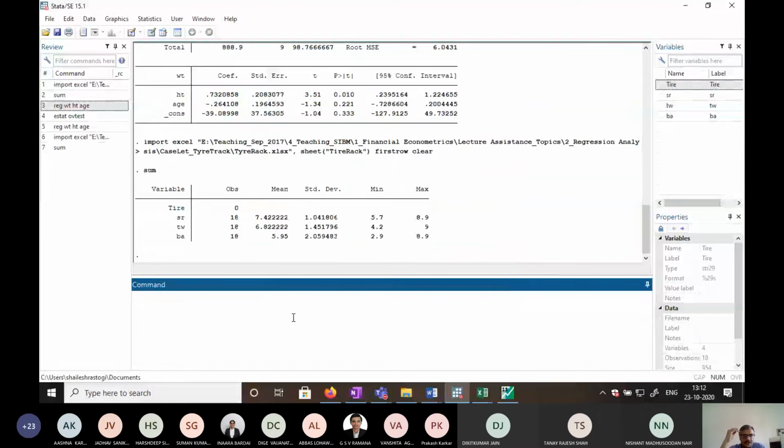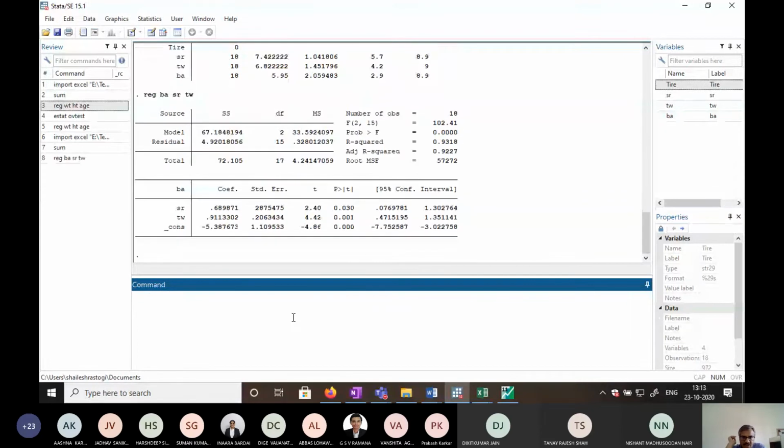So here I have got all the data with me, and I want to run regression. I would like to know how the buying again decision, BA, the dependent variable, is going to be impacted by SR, steering rating, and tear and wear, and that's it. This is the result.